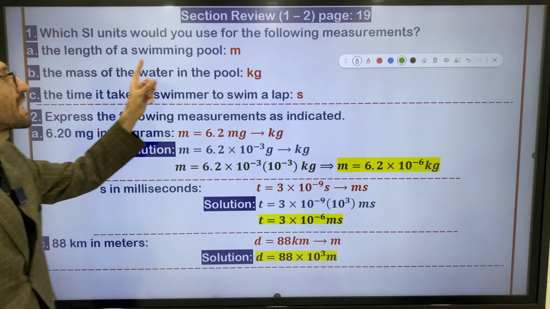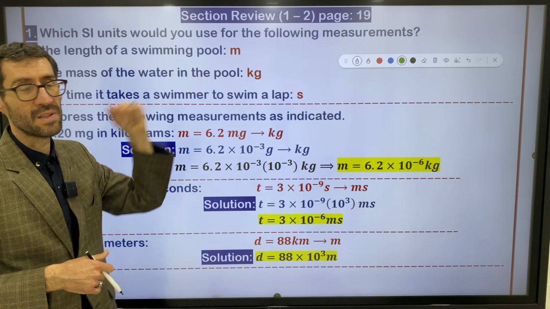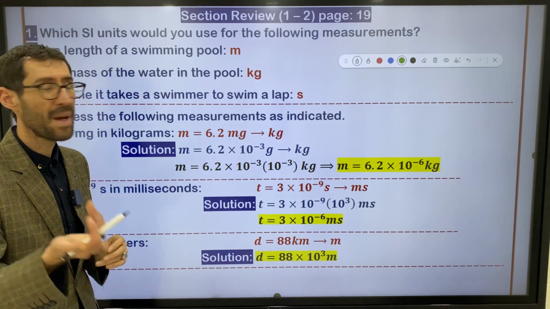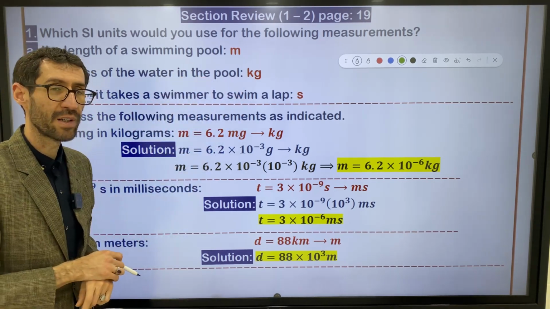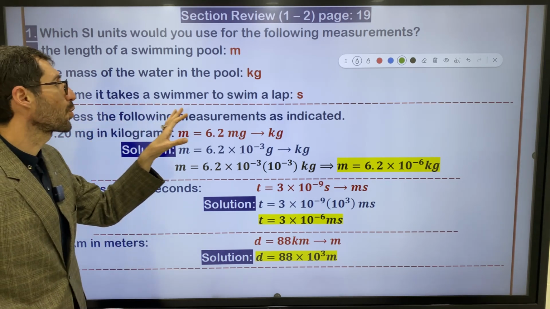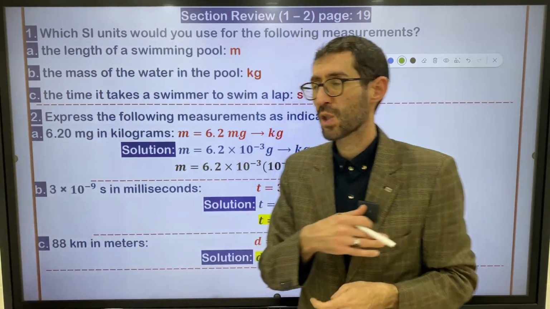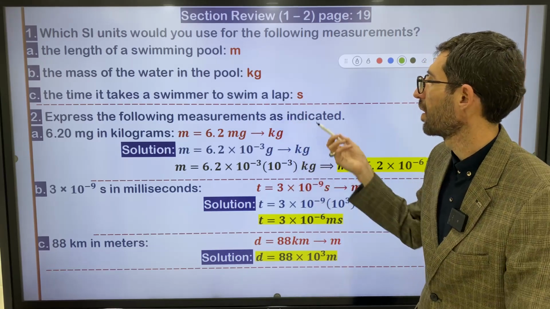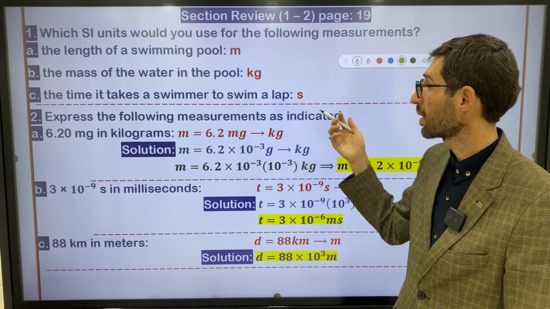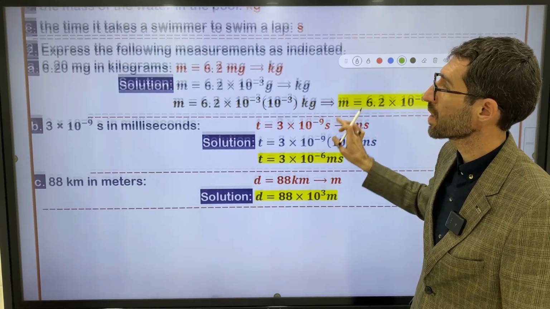A, the length of a swimming pool. The length of a swimming pool is measured in meters. B, the mass of the water in the pool. The mass is in kilograms. C, the time it takes a swimmer to swim a lap. A swimmer swims the lap, so the time is measured in seconds. Let's move on to question number 2.